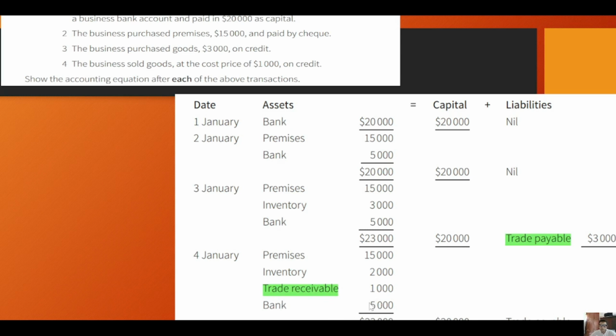So the total is 23,000, and here she has not paid the loan, she received goods of 3,000. So 20,000 plus 3,000 is a total of 23,000 here, so both sides must be balanced in all ways.